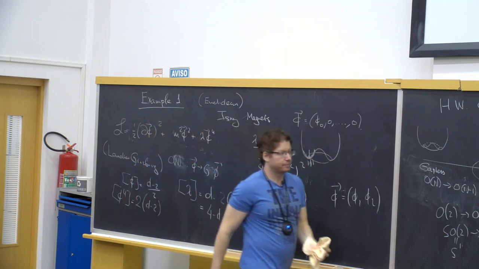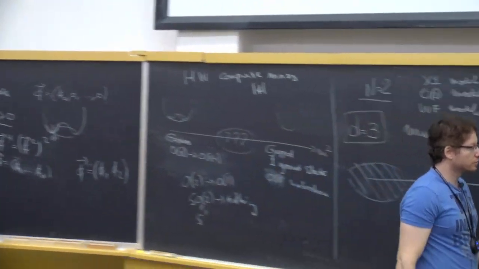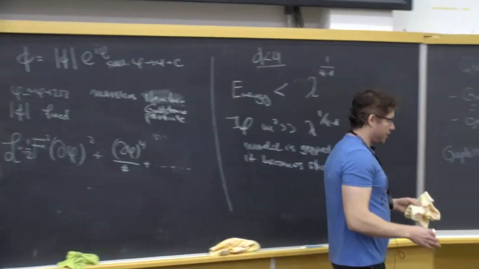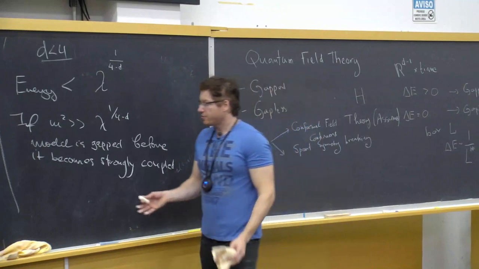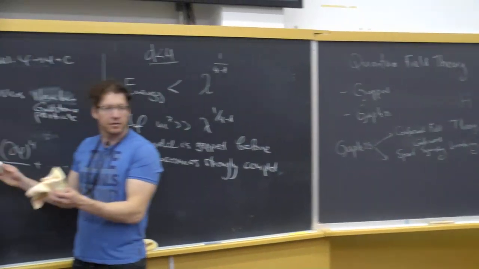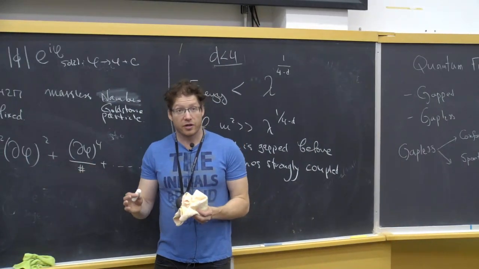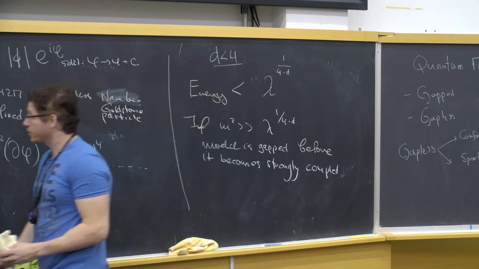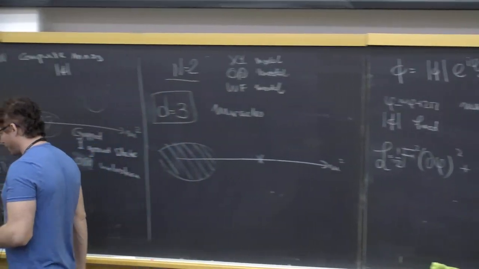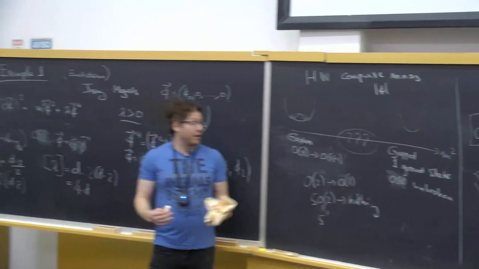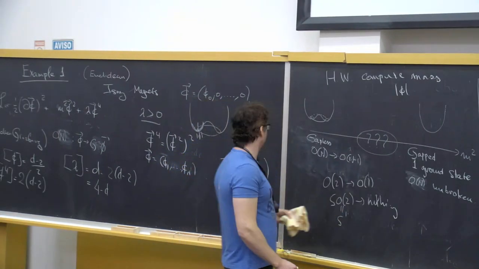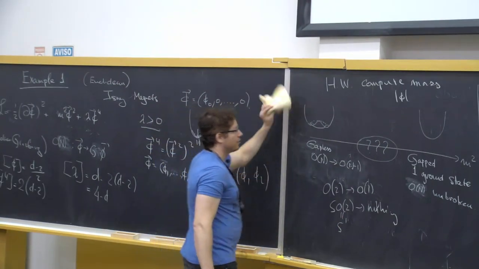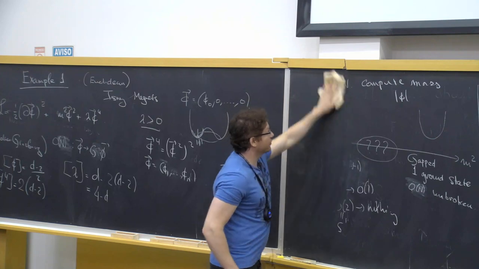Okay? So this model has a massless particle and it's all clear, but it has more interesting objects. So it has more interesting objects which are experimentally very relevant for experiments in superfluid helium. So let me discuss those other objects.